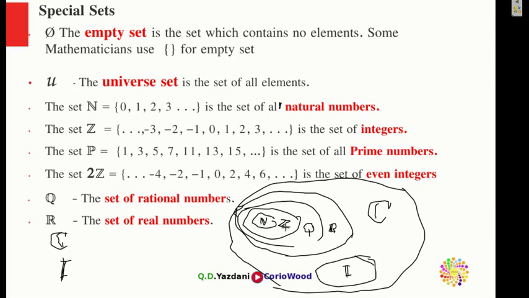Natural numbers are a subset of integers, and all of these are subsets. Whatever you are going to see, natural numbers are a subset of integers, integers are a subset of rational numbers, rational numbers are a subset of real numbers, and real numbers are a subset of complex numbers. Imaginary numbers are also a subset of complex numbers. So the combination of real and imaginary numbers makes up the complex number. That is the simplest example I can give you.